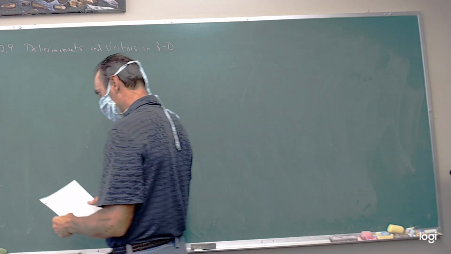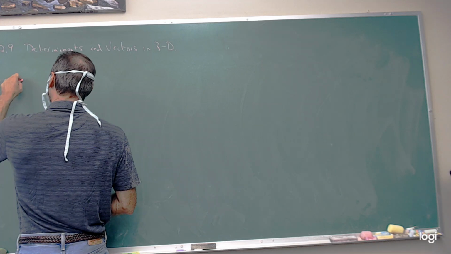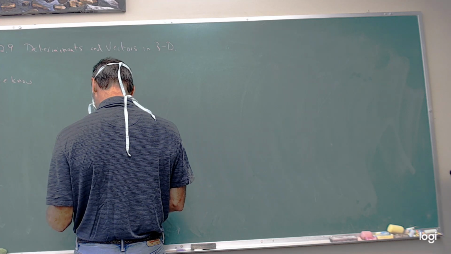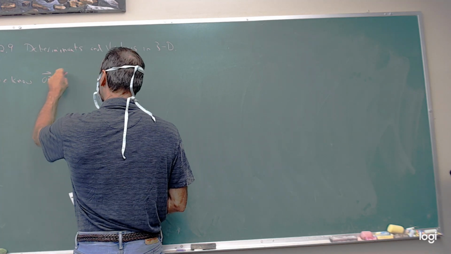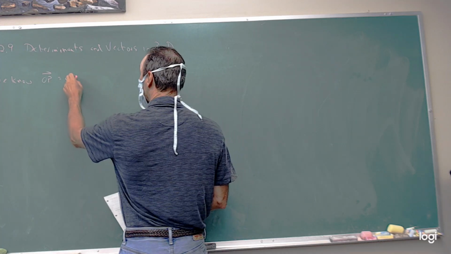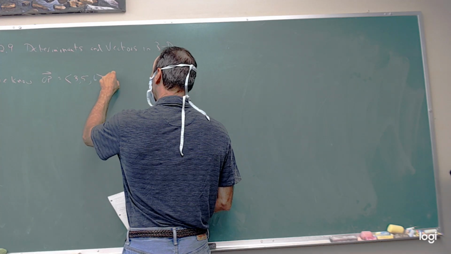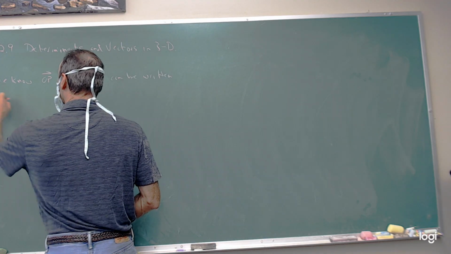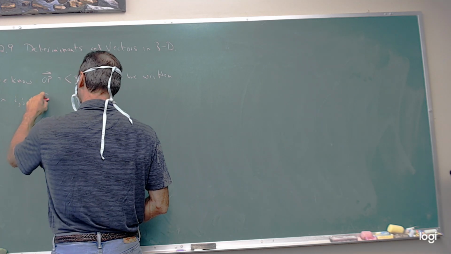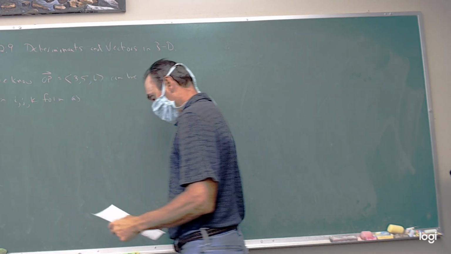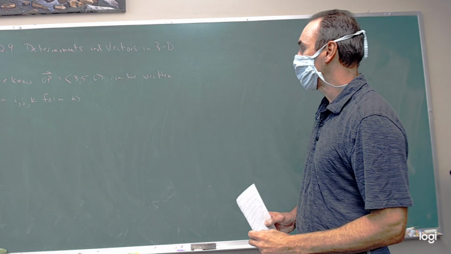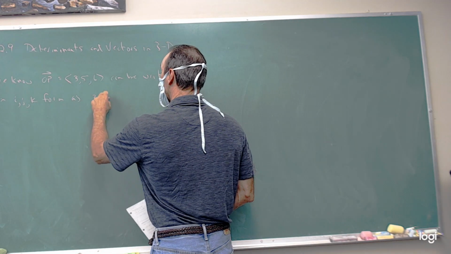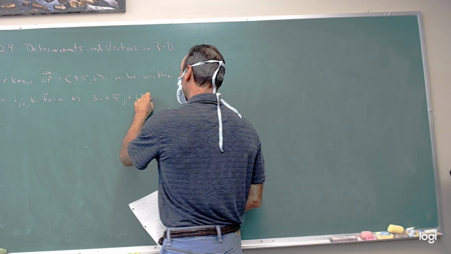So we know that a vector in component form, say vector OP, which is given in component form by 3, 5, 6, can be written in IJK form as what? 3i plus 5j plus 6k. So we okay with that part?